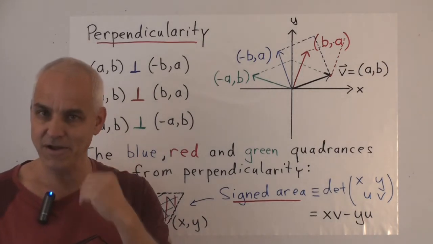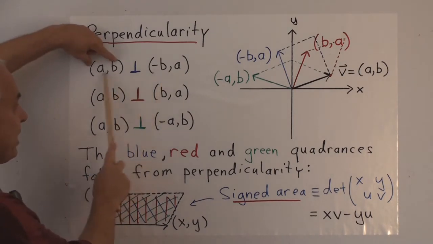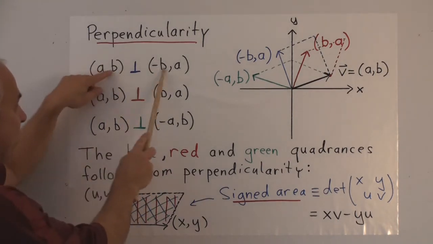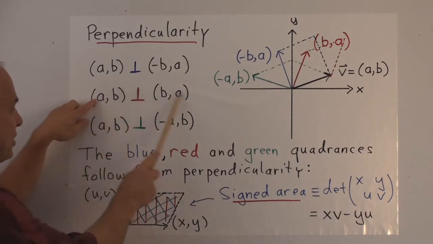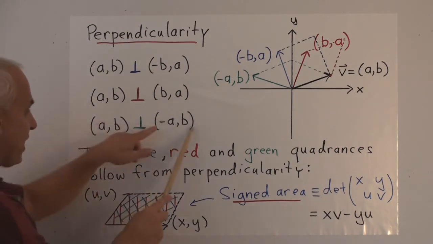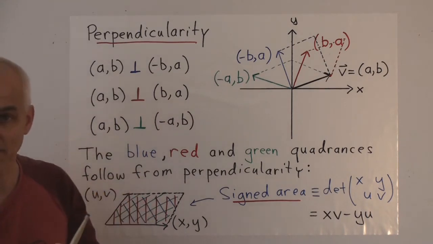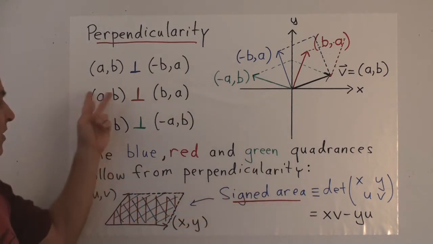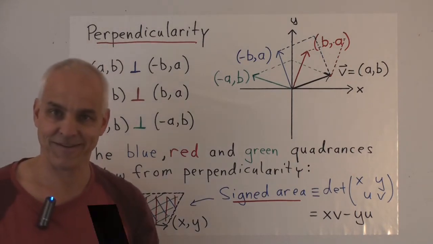It's a purely affine notion. So if you take these two vectors here and compute the area formed by them, you get a squared plus b squared. That's the usual blue quadrants. If you take these two vectors, you get a squared minus b squared. That's the red quadrants. And if you take these two vectors, you get ab minus ab... so that's 2ab. That's the green quadrants. So this formula really does recover the three notions of quadrants from these three notions of perpendicularity.